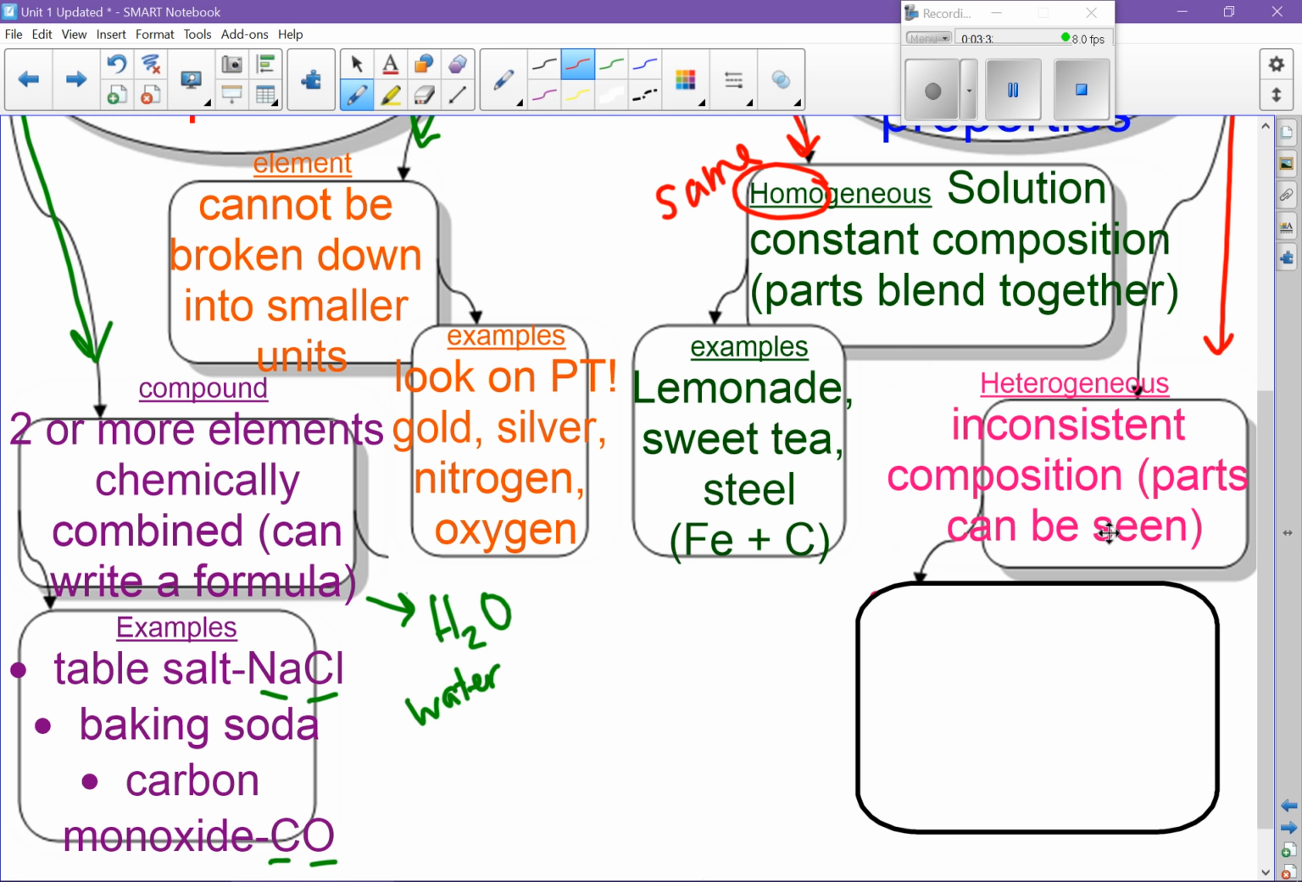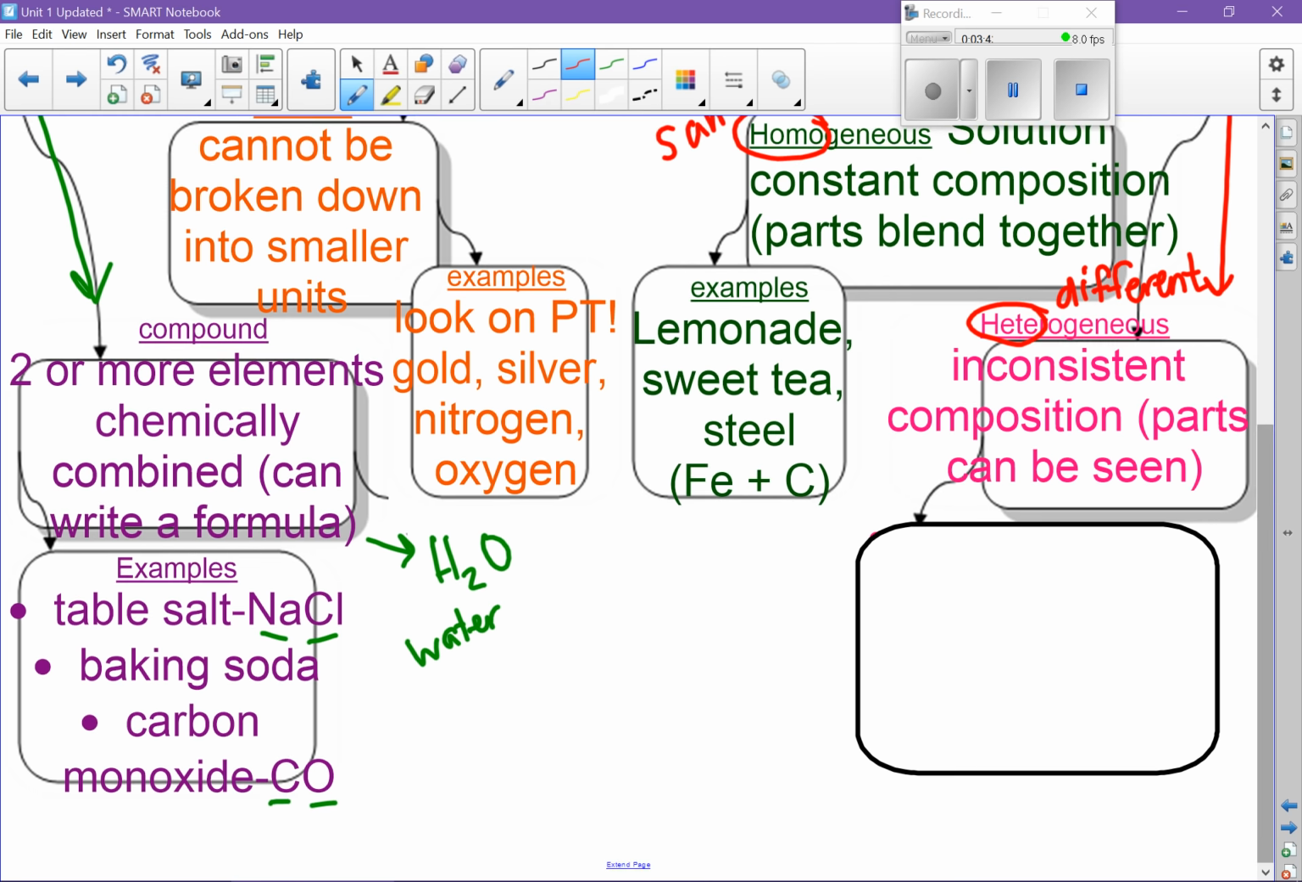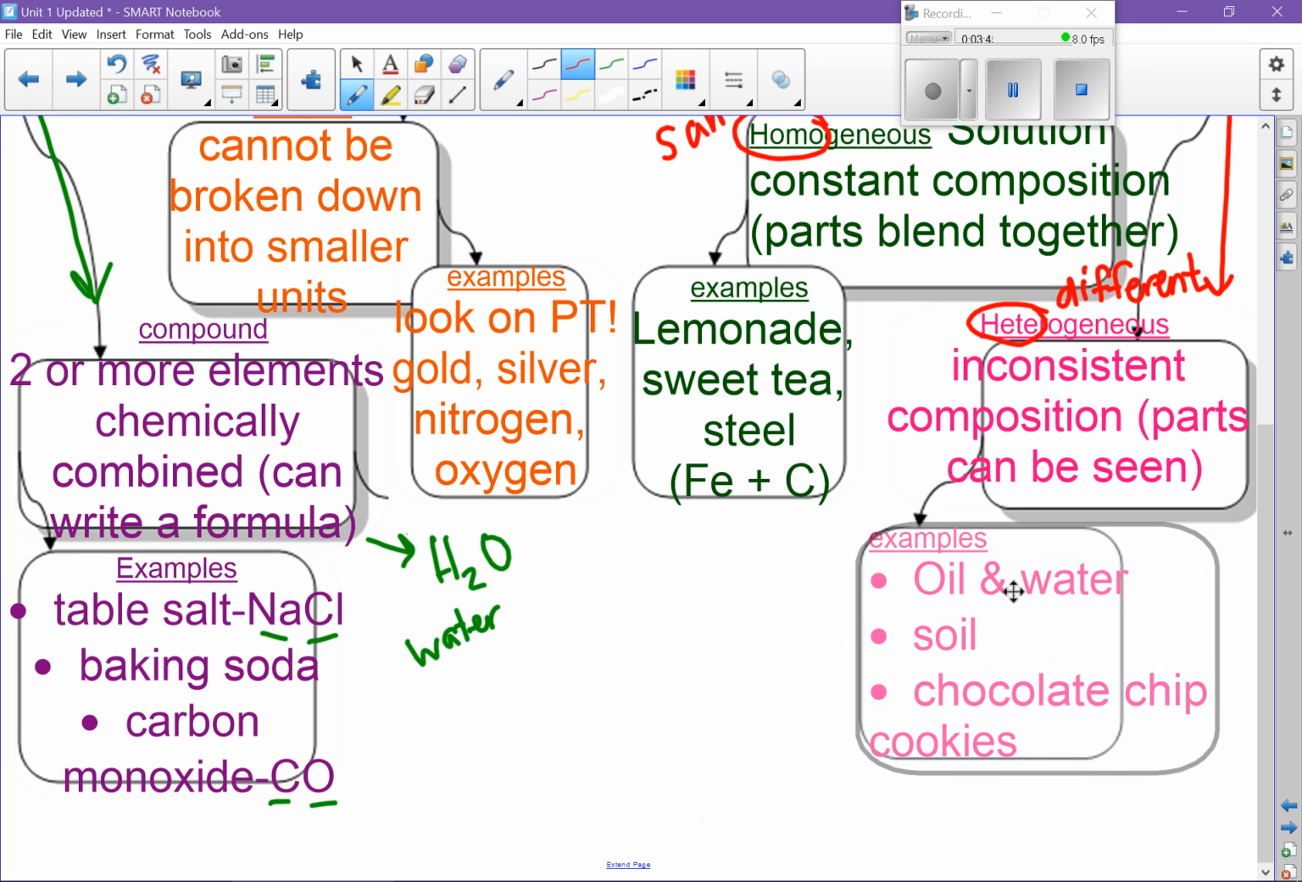If it's not a homogeneous mixture, then it's a heterogeneous mixture. That's an inconsistent composition. The parts can be seen. Heterogeneous means different. So here I can see the different parts that are in it. Examples of that: if you put oil and water together, they don't mix, they stay separate, and I can see the different pieces. Soil, like dirt in the ground, you can see all the different parts that are in it, right? You might catch a worm, there's some rocks, there's some dirt, there's some bugs, there's lots of different things in there. And my favorite, chocolate chip cookies. I can see the different pieces, which are the dough and the chocolate chips.